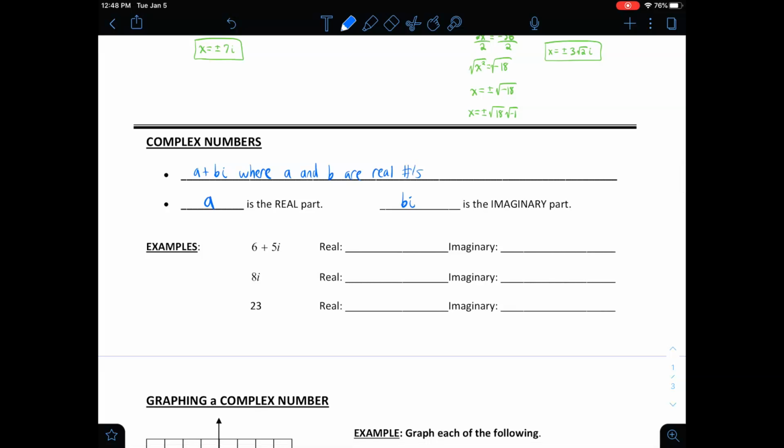So we have some examples here. We have 6 plus 5i. What's the real part of that solution? Well, it's going to be 6. And then the imaginary part is going to be 5i. See if you can do the other two on your own here. So the second example there, we have 8i. There actually is no real part there, so it's going to be 0. And our imaginary part is going to be 8i. And then 23 has no bi, so 23 is the real part, and 0i is the imaginary part. Okay.